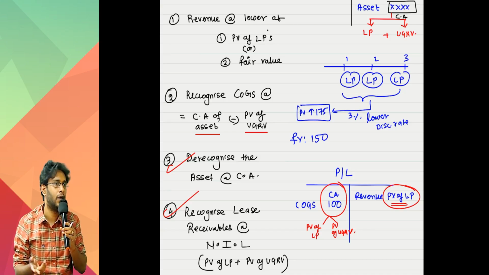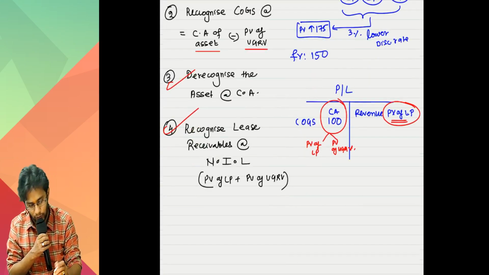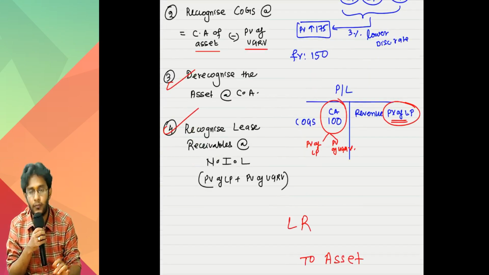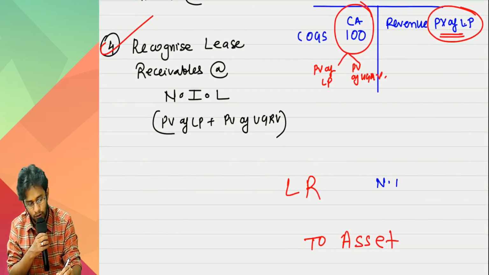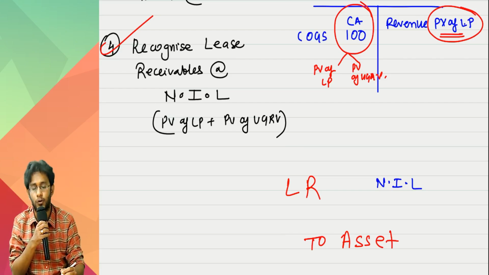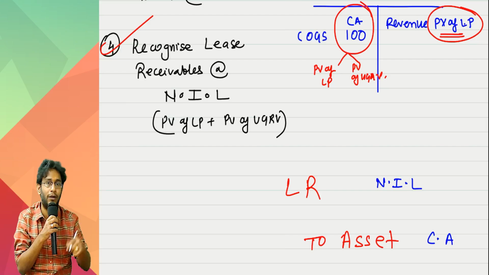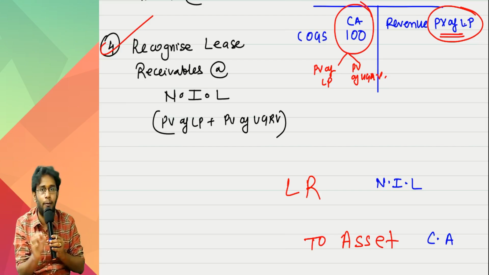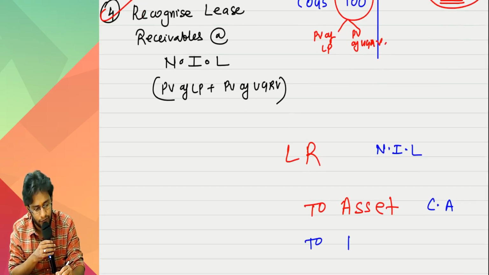What extra do you need to remember, sir? When you write this entry, lease receivable account debit to asset, what's the general rule? Lease receivable should be recognized at what value? Net investment in lease. Asset should be de-recognized at what value? Carrying amount. This is not an asset which you purchased. This is an asset which you created. So surely a gap will come. A gap is nothing but profit.